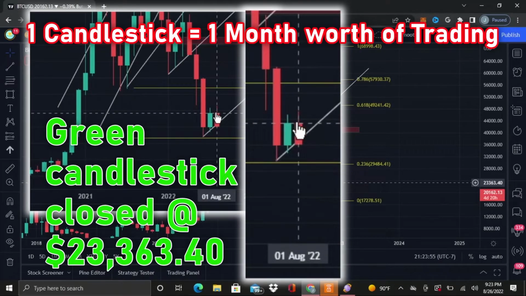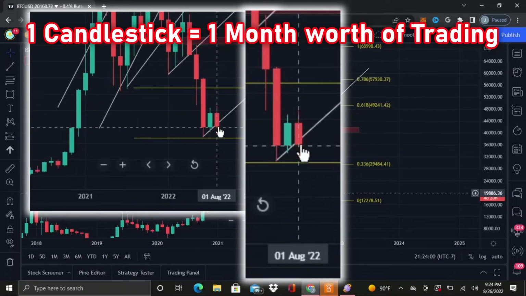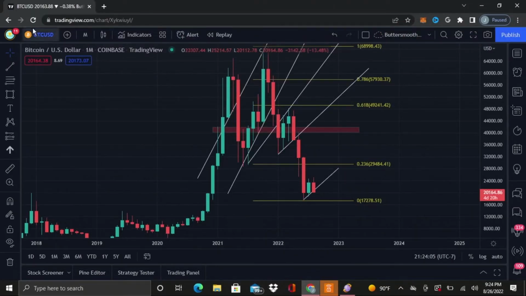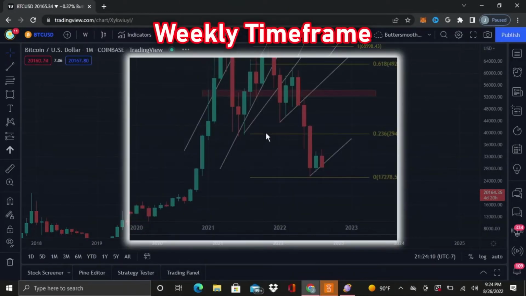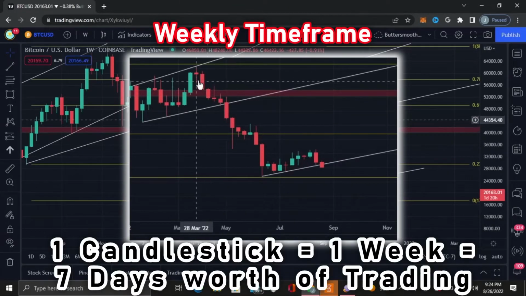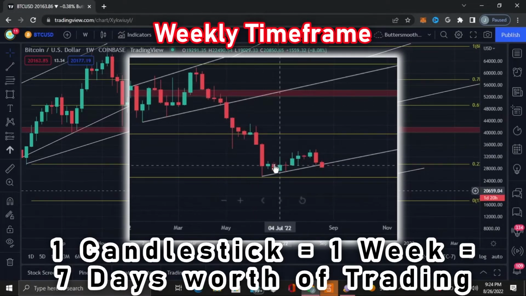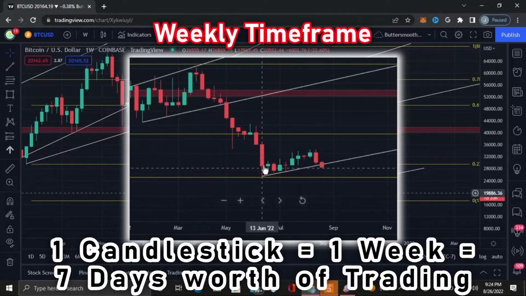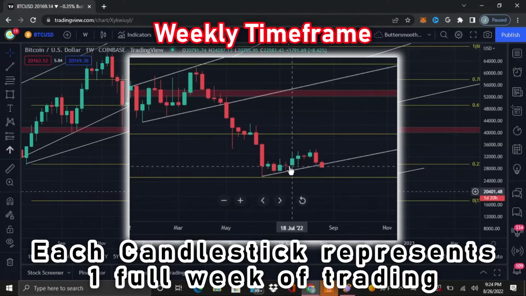So that's why the current monthly candlestick is red, because when we opened, we're currently below where the candle opened for August. So when it comes to the different time frames, now if we go from the 1 month to the 1 week, each candlestick now represents 1 week, 7 days worth of trading. Okay. So each candle you see here is 1 week worth of trading. Each candle represents 1 full week of trading.